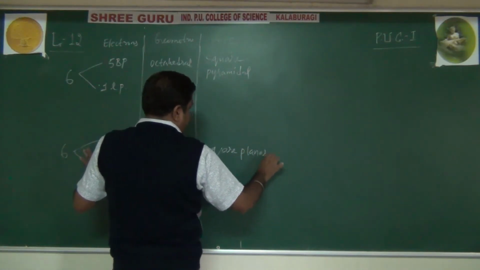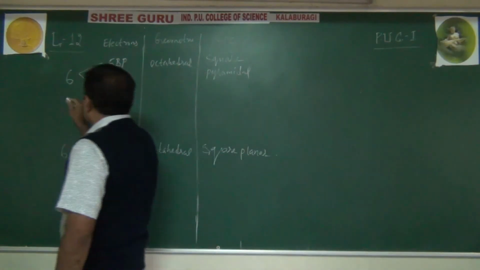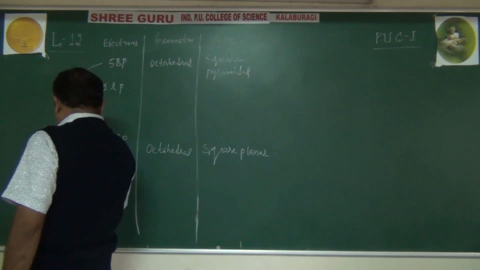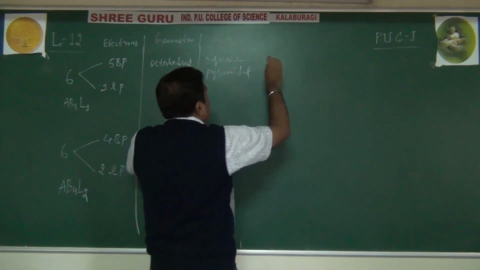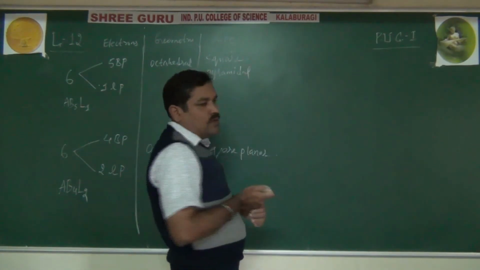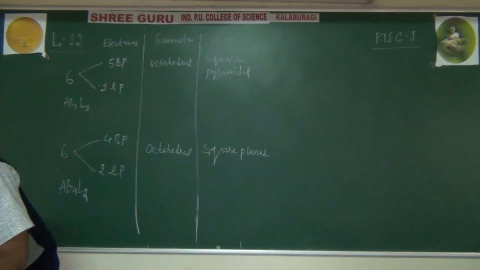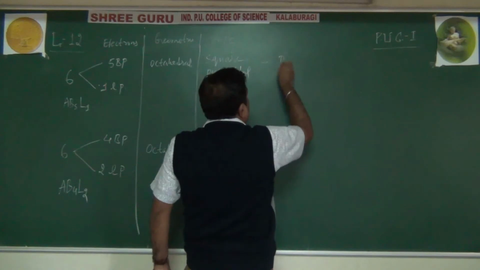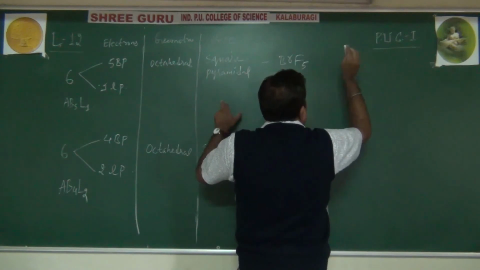What is the difference between square pyramidal and square planar? Let us see along with the example. See, this type is called AB5L1, and this is called AB4L2. Okay. Now just an example. I will give you for this. The best example for square pyramidal structure, we can go for BrF5.